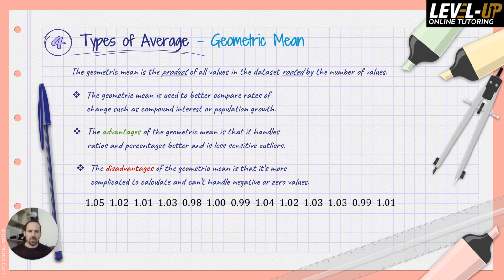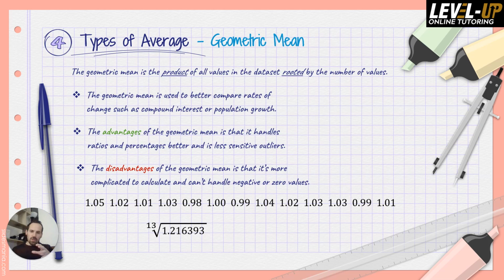Say you had something like this, which is the percentage increase on some investment from year to year. You see the first one is a 5% increase, then a 2%, then a 1%, 3%, and so on. 0.98 is then a 2% decrease, and so on and so forth. We've seen this before. Say we've tracked this for many years and we want to see what it was on average. Well, we multiply all these values together, and when you do, you get this. Then we want to root it by the number of values. Here we have 13 data points, so we want to take the 13th root, which might sound kind of strange.